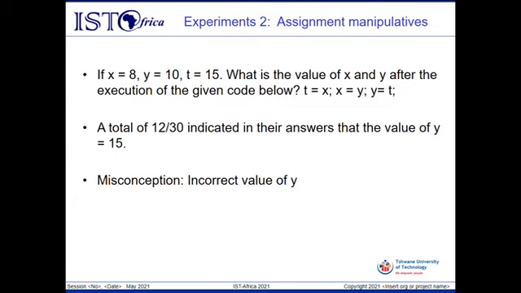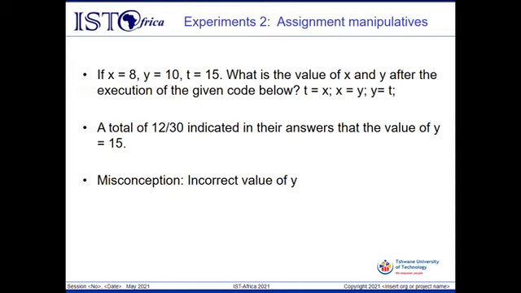Okay, we have another experiment there. If X is 8, Y is 10, T is 15, what is the value of X and Y after the execution of the given code? A total of 12 out of 30 indicated in their answers that the value of Y is 15.